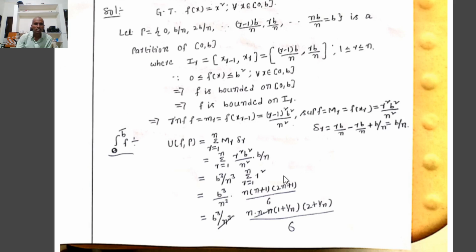Therefore, the summation of n squared equals n into n plus 1 into 2n plus 1 by 6. So b cubed by n cubed into the summation equals b cubed by n cubed into n, taking n common in the first term, n into 1 plus 1 by n, and in the third term also taking n common, n into 2 plus 1 by n. The n cubed gets cancelled.